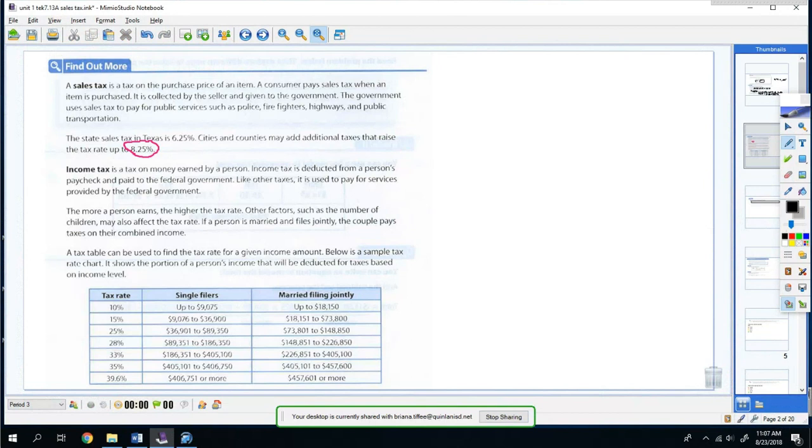A tax table can be used to find the tax rate for a given amount. Below is a sample tax rate chart. It shows a portion of a person's income that will be deducted for taxes based on an income level. Basically, you look at whether you're single or married, see how much you made that year, and then you find your tax rate.